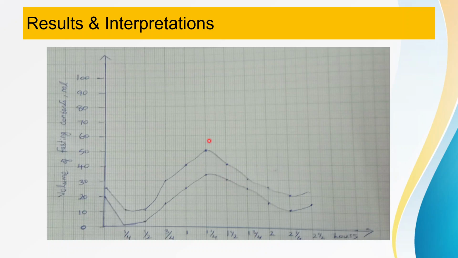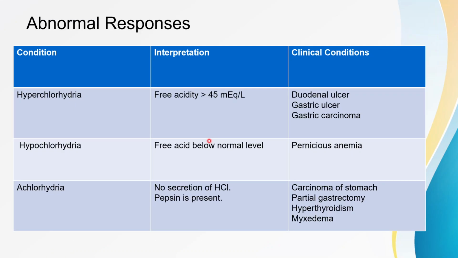In a hypochlorhydria condition, there will be decreased secretion of HCl and the free acidity of the gastric residuum is found to be below normal. That is called hypoacidity or hypochlorhydria. This can be seen in the case of carcinoma of stomach, gastritis, and constipation. Whereas in the case of achlorhydria, there will be no secretion of HCl.